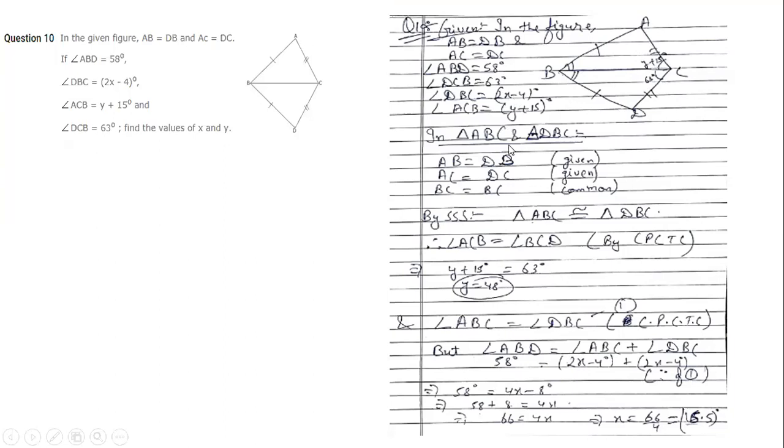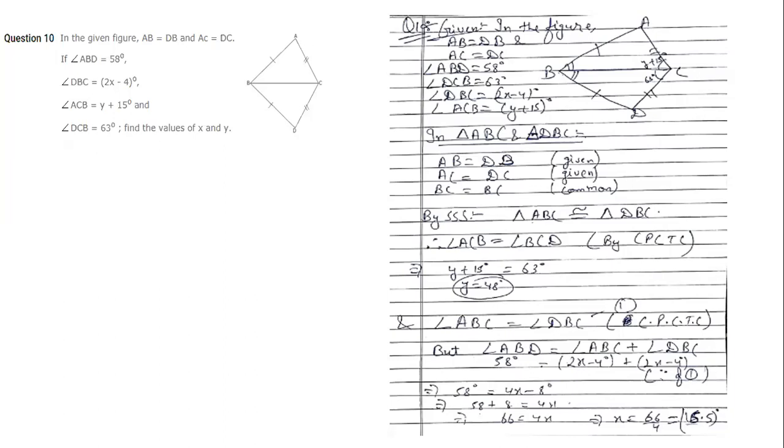Now come to triangle ABC and triangle BDC. In these triangles, AB is equal to BD, given. AC is equal to DC, again given, and BC is the common side. So by using SSS congruency, we can say that these two triangles are congruent.